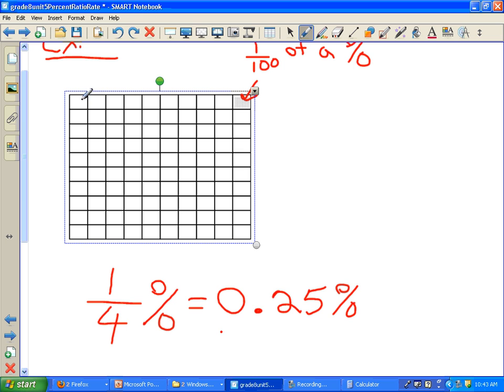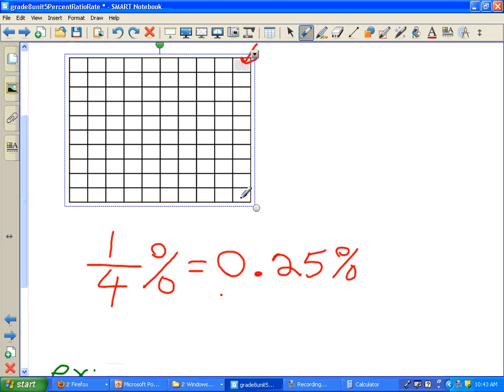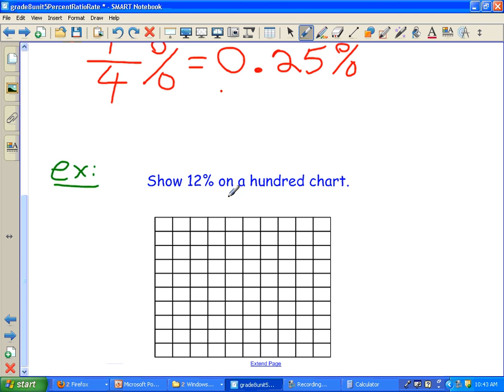So if this is 1%, this is 2%, this is 3%, you could always have 3 and some form of 100th percent. So let's show this on a 100 chart. Let's show 12% on a 100 chart. So I'll shade in 12. So the whole first row, that'll give me 10, 11, 12%. Is 12 out of 100, or 12 shaded in out of 100.